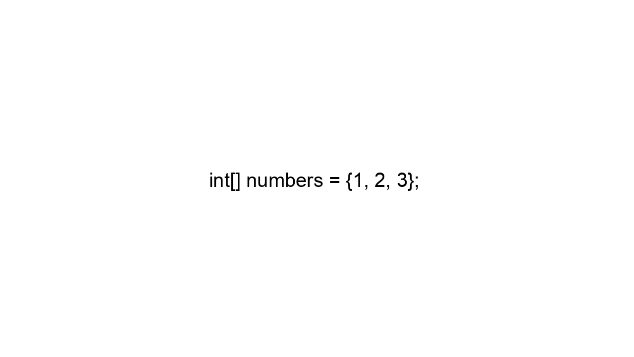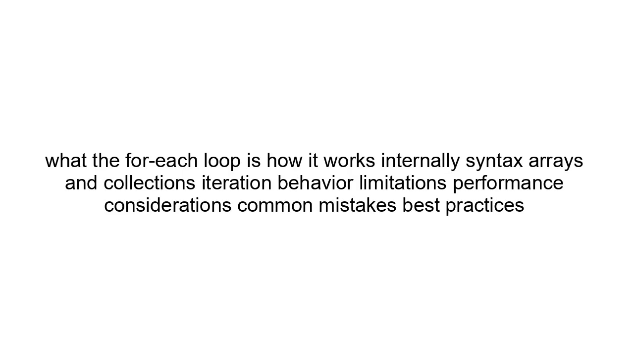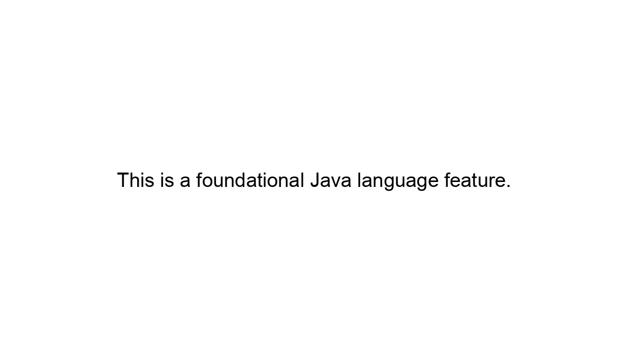Example: int[] numbers = {1, 2, 3}; for (int n : numbers) System.out.println(n); Output: 1, 2, 3. This topic explains what the for each loop is, how it works internally, syntax, arrays and collections, iteration behavior, limitations, performance considerations, common mistakes, and best practices. This is a foundational Java language feature.